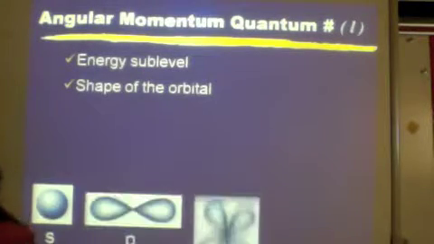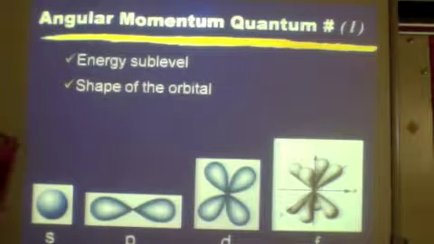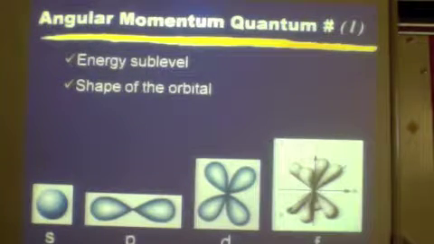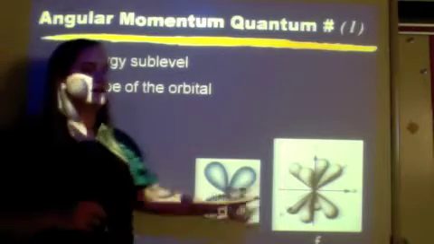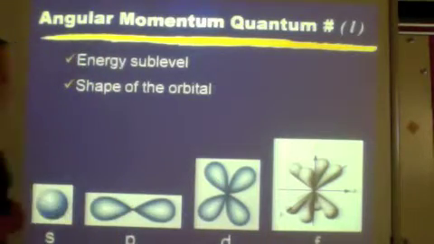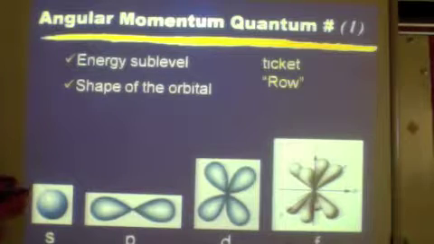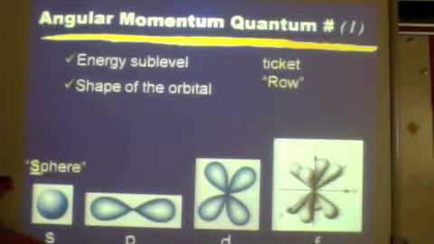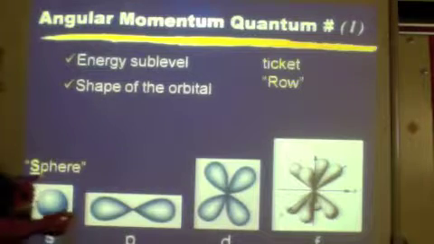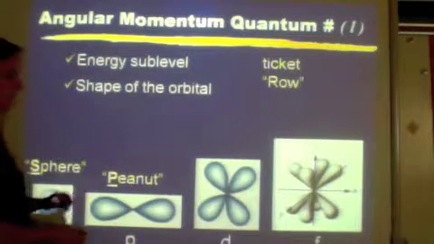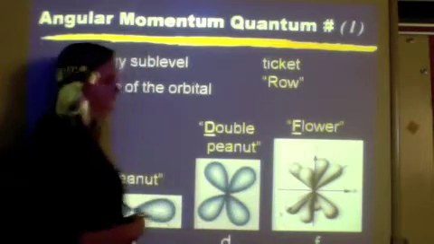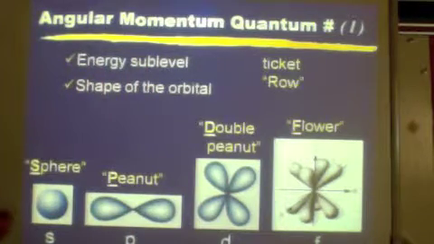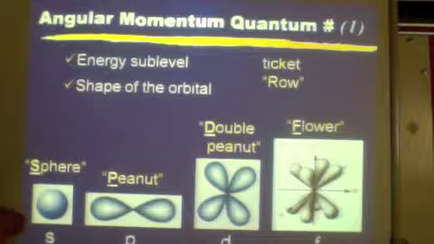It tells you the shape of the orbital. So each row is a different shape. So you have 4 different sublevels, S, P, D, and F. Those are the only 4 sublevels that we have. So they all have different shapes. So S stands for sphere, P is a peanut, D is a double peanut, F is flower. So you will need to know the shapes of these different things.